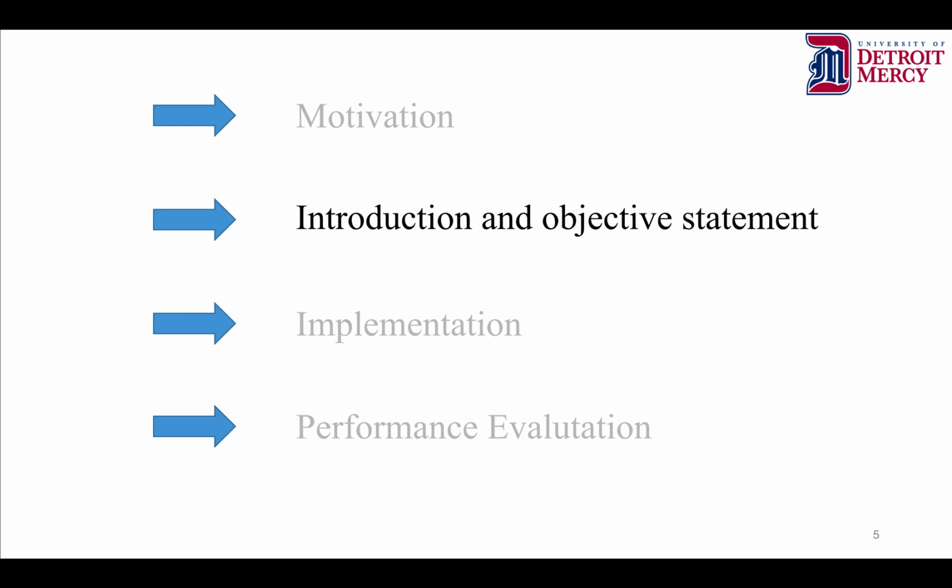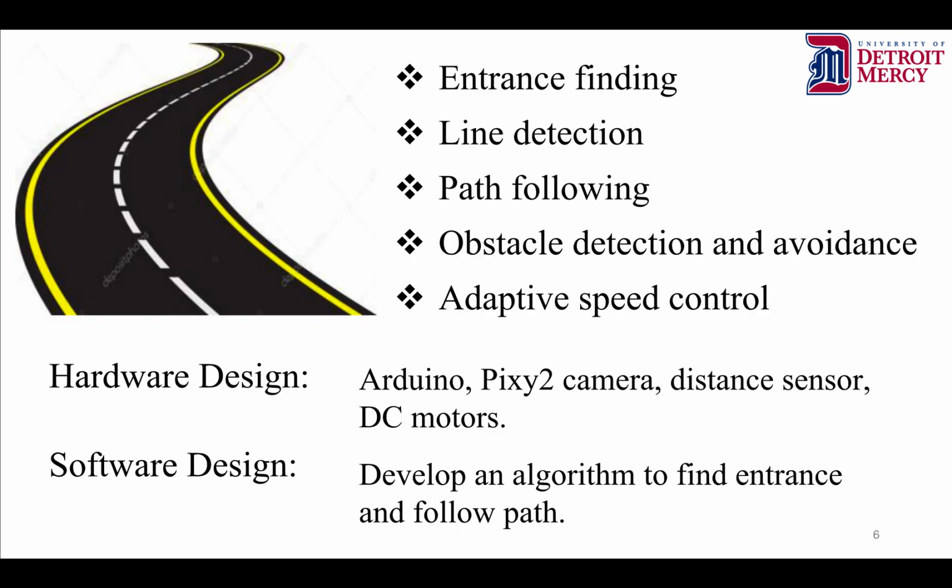The second part is the introduction and the objective statement. Our research project is to make the robot follow this road. The road has two yellow lines on a black background. So our robot just moves along this road.